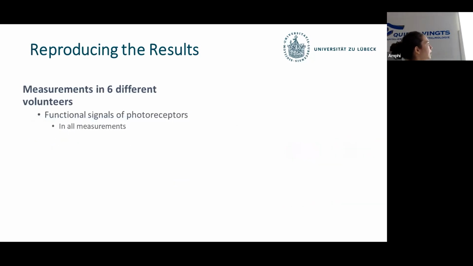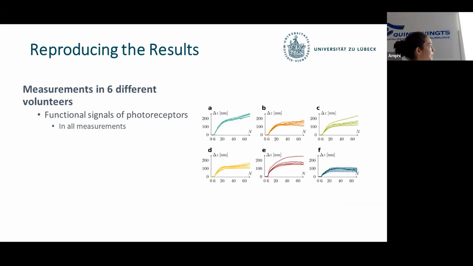And we could show that for the photoreceptor cells, we could detect the functional signals in all our measurements, and we had a high internal reproducibility within one subject, with some outliers, which seem to be a little bit higher.